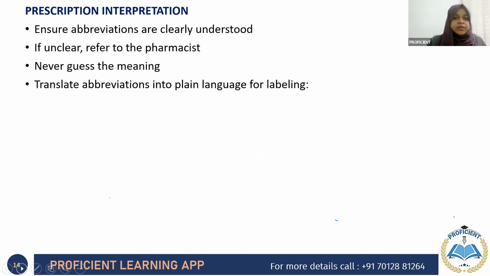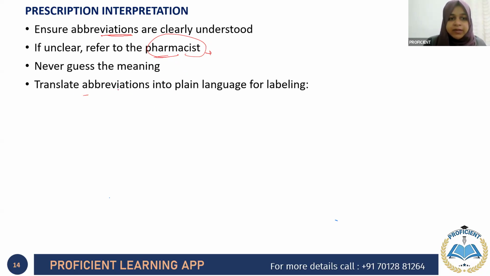Prescription interpretation. When you look at the prescription, you have to make sure that everything, abbreviations, everything, is clear. If it is not clear, you have to tell the pharmacist. You should never guess the meaning. If there is any problem, ask the pharmacist. If the pharmacist also has confusion, he should call the prescriber. Guessing may lead to mistakes, which can sometimes be really harmful. Never ever guess.